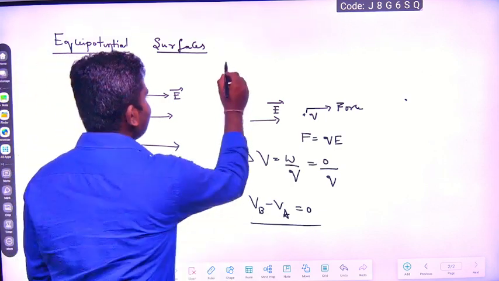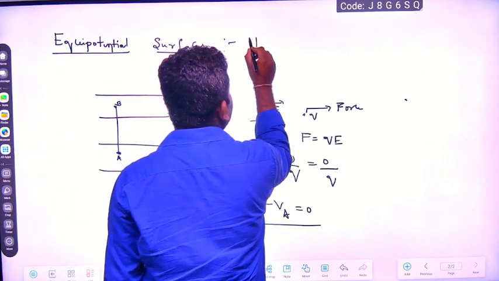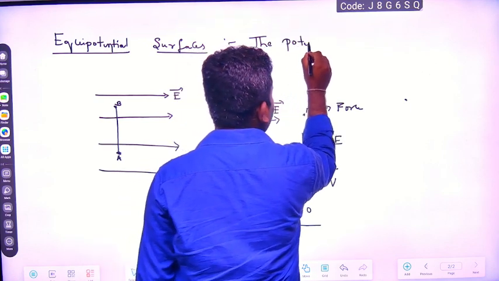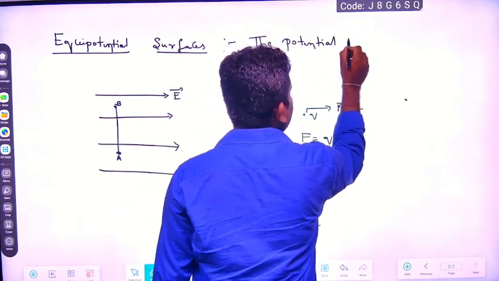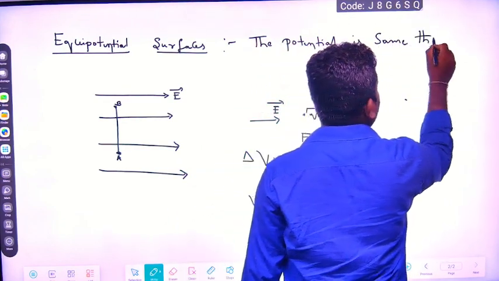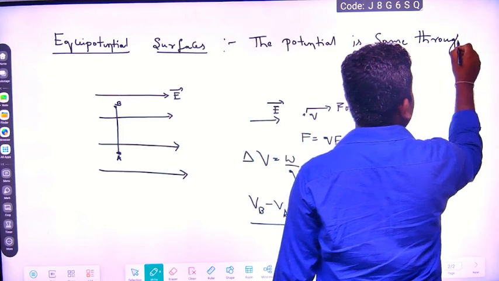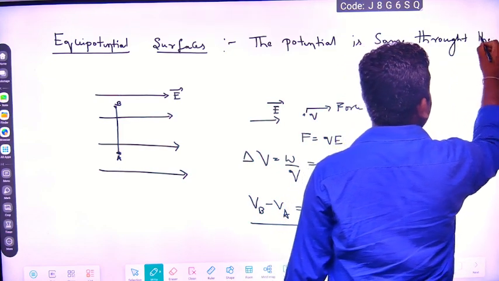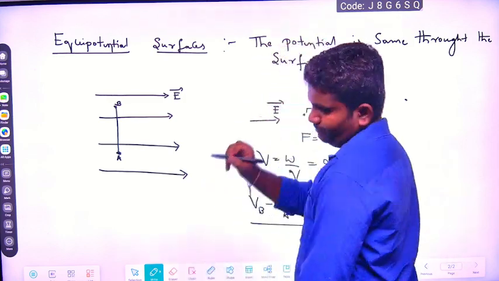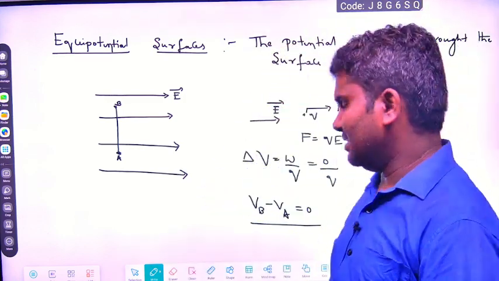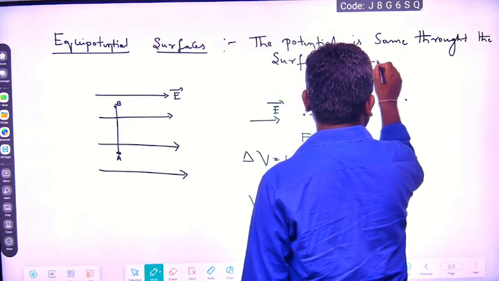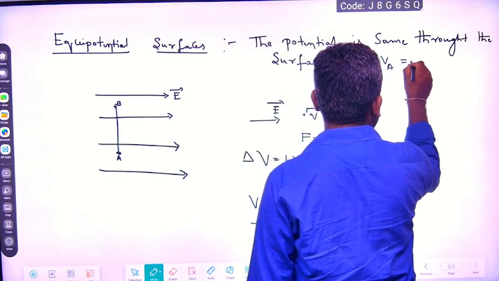An equipotential surface means the potential is the same throughout the surface. Please write down: the potential is the same throughout the surface. So if the potential is the same, then the potential difference between any 2 points on the surface is equal to 0.